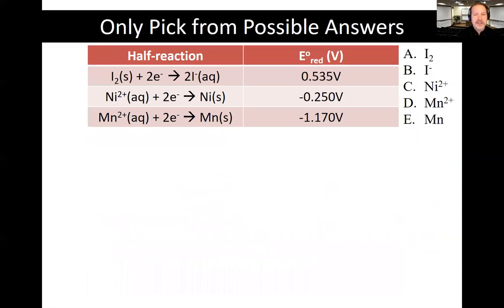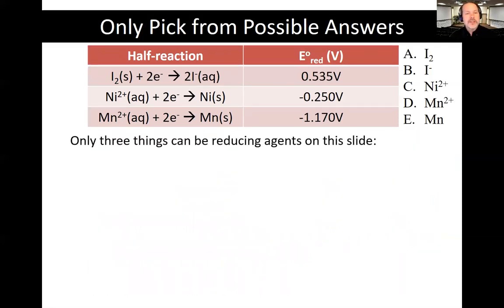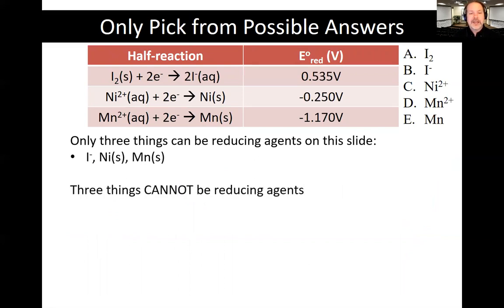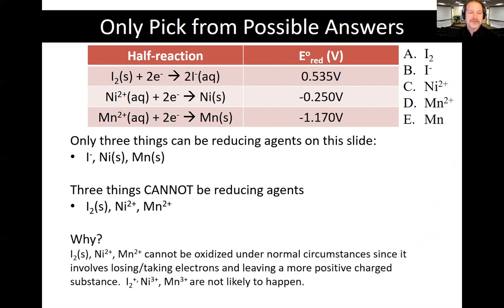It's important to understand that when we think about who can be the reducing agents, it's really just those things that can be oxidized. And who cannot be reducing agents? You can't just grab anything you see. There's reasons why you can't use things like iodine solid and nickel 2 plus and manganese as reducing agents, because that means they're going to have to be oxidized. That means they're going to become more positive. And you're going to put a positive charge on an electronegative I2, that's not going to really happen.